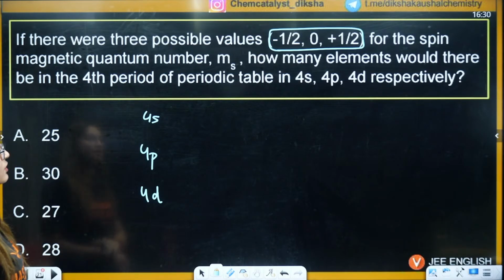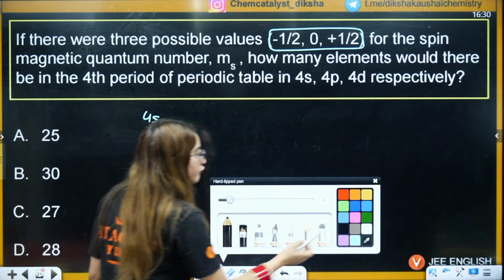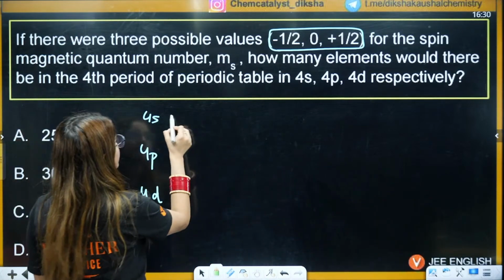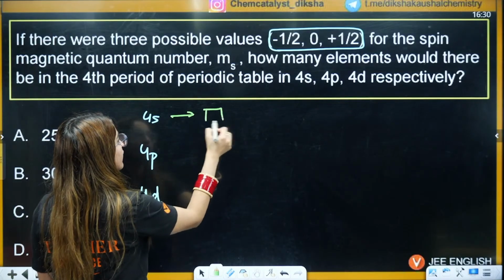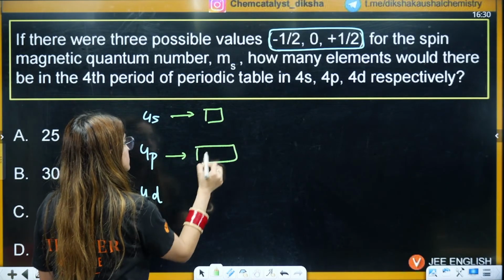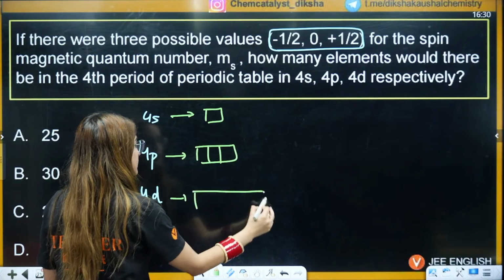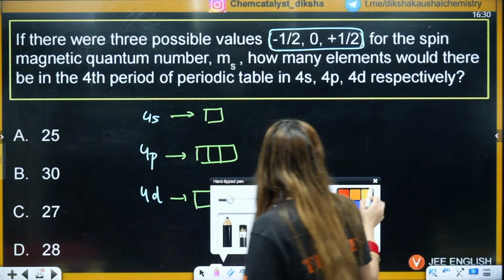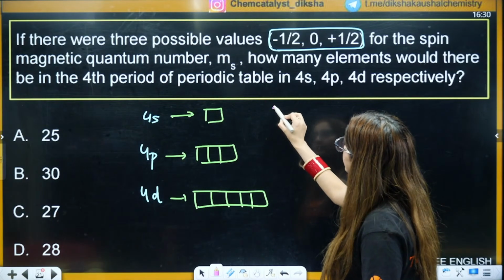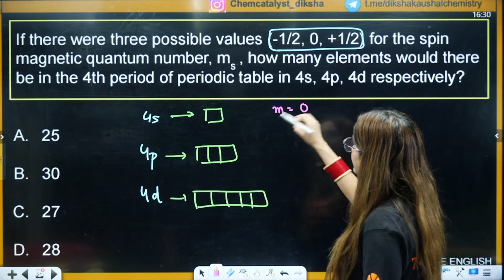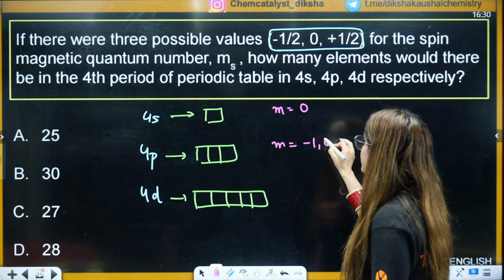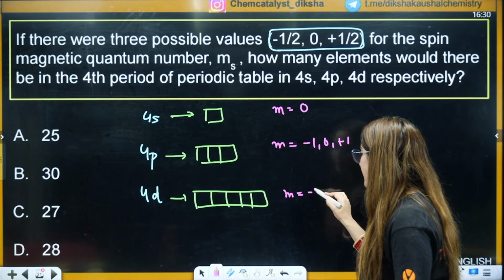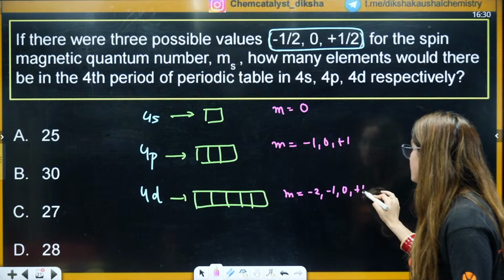4th period they are asking you. Okay. So in 4th period we have 4s, 4p, 4d. In this case, if you see, you have only one box. You have here 3 boxes, right? Here you have 5, right? Or if I tell that directly, you can say that here m is equal to only 0. Here m is equal to minus 1, 0, plus 1. Here m is equal to minus 2, minus 1, 0, plus 1, plus 2.